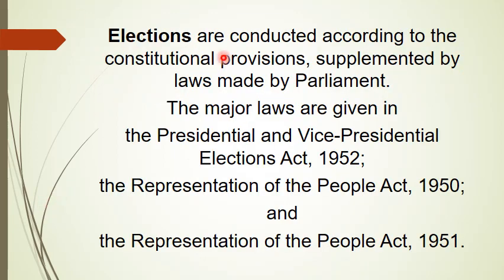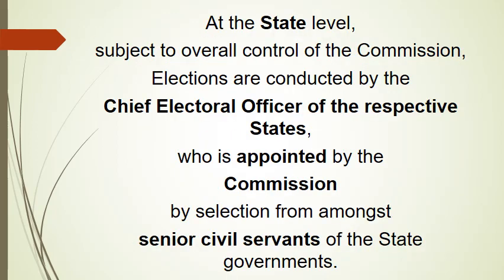Elections are conducted according to the constitutional provisions supplemented by laws made by Parliament. The major laws are given in the Presidential and Vice Presidential Elections Act 1952, the Representation of the People Act 1950, and the Representation of the People Act 1951. At the state level, subject to overall control of the Commission, elections are conducted by the Chief Electoral Officer of the respective states, who is appointed by the Commission by selection from amongst senior civil servants of the state governments.